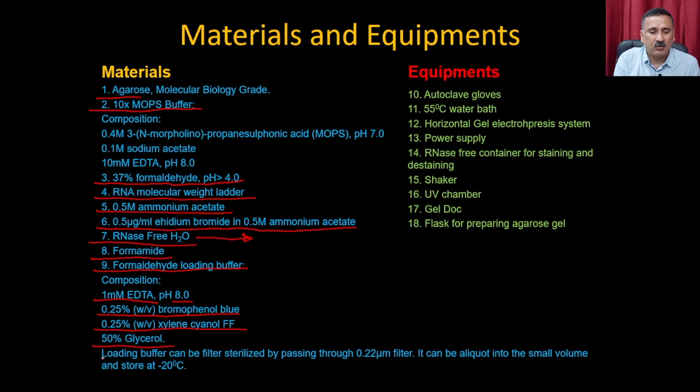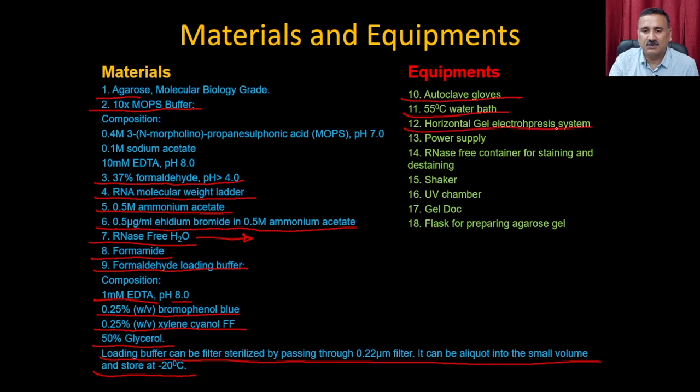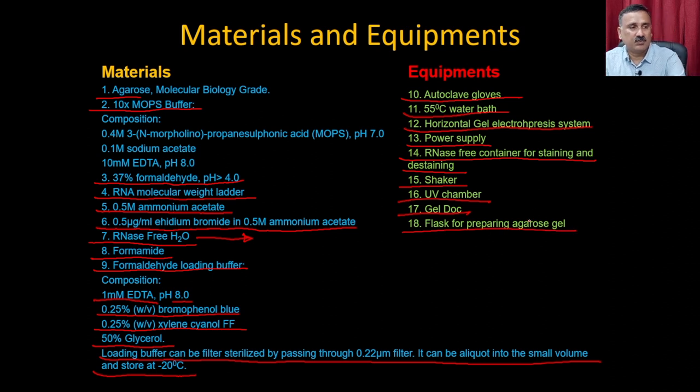Then you also require the loading buffer, which can be filter sterilized by passing through a 0.22 micron filter, and it can be aliquoted into small volumes and stored at minus 20 degrees. Then you also require the equipment, such as autoclave gloves, a 50 degree water bath, a horizontal gel electrophoresis system, power supply, RNase free container for staining and destaining, a shaker, UV chambers, gel doc and flask for preparing the agarose gel.